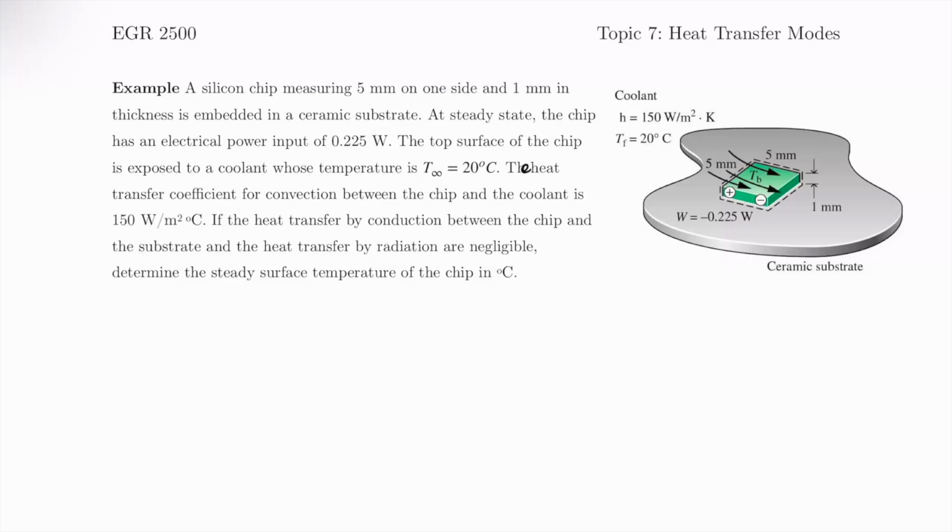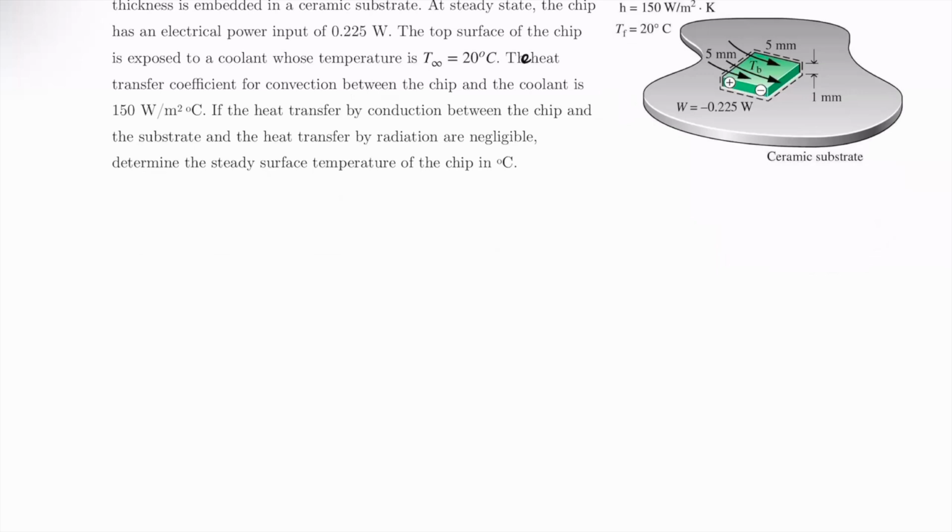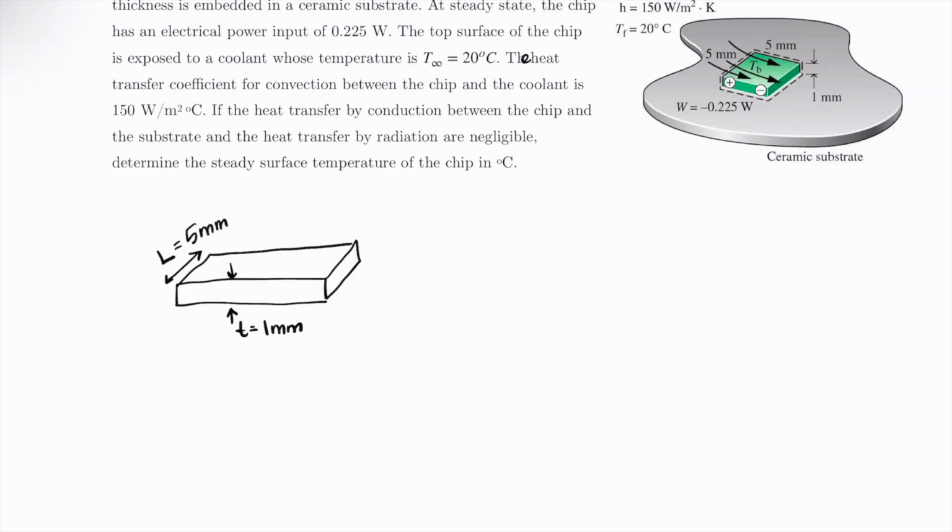Okay, let's break this down a bit more. There were a lot of words there. So I'm going to redraw this picture and synthesize all of that information into my picture. I have this little chip. Its thickness is 1 millimeter, and I'm going to call this L equal to 5 millimeters. This is not drawn to scale, obviously. So this is also 5 millimeters.